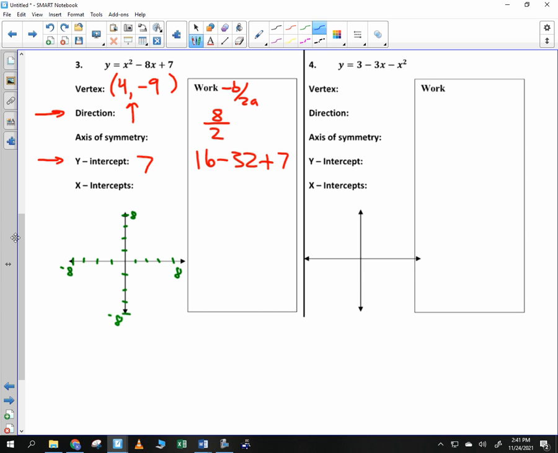Why did I make the graph? What do you think I want to do? What could we put on the graph? The vertex, 4, negative 9. So each one of these is 2, so I'll go over 4 down to negative 9. Yeah, let's draw that axis of symmetry. So the equation for the axis of symmetry is always x equals the x value of the vertex.